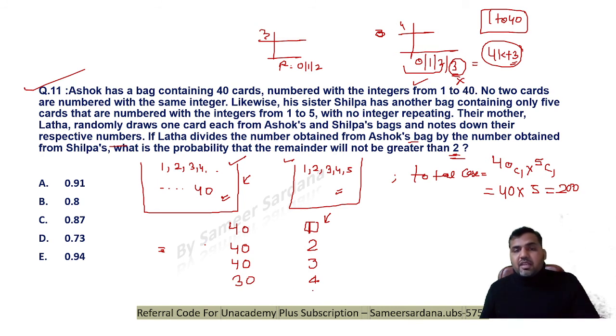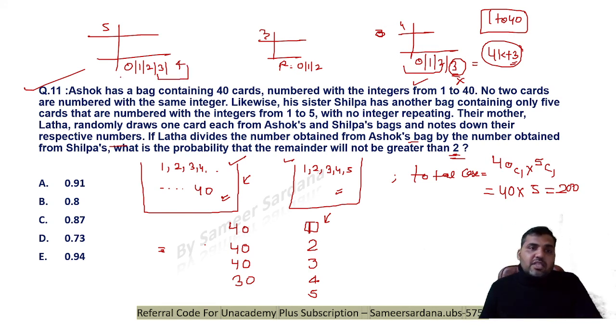And if I'm picking the number 5, now if I'm dividing a number by 5, the remainder will be 0, 1, 2, 3 or 4. I am supposed to pick those cases where the remainder is not greater than 2, so these are my favorable cases. You can see that there will be 10 numbers giving me a remainder of 3, and 10 numbers giving me a remainder of 4.